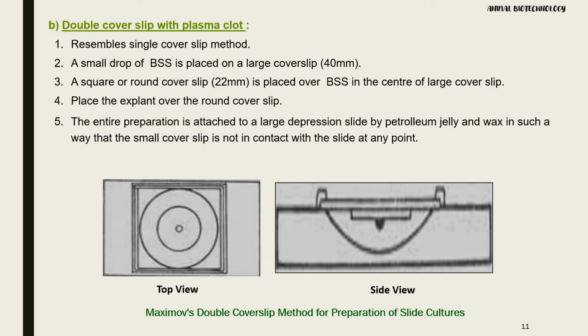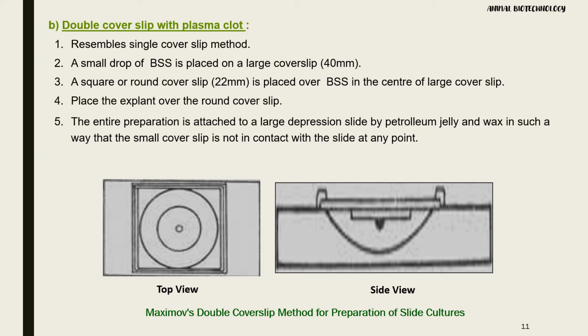Double cover slip with plasma clot method. This is similar to the single cover slip method. Here too, the media is prepared in two parts, one part with balanced salt solution with 50% plasma and another with serum with 50% embryo extract.